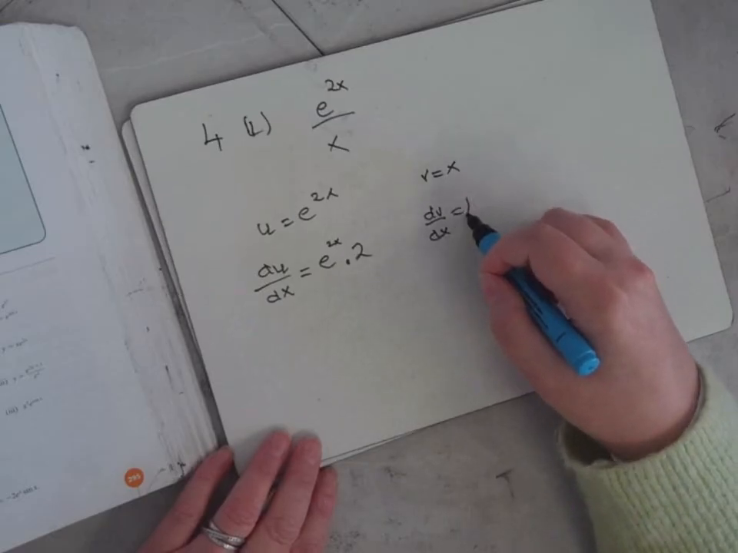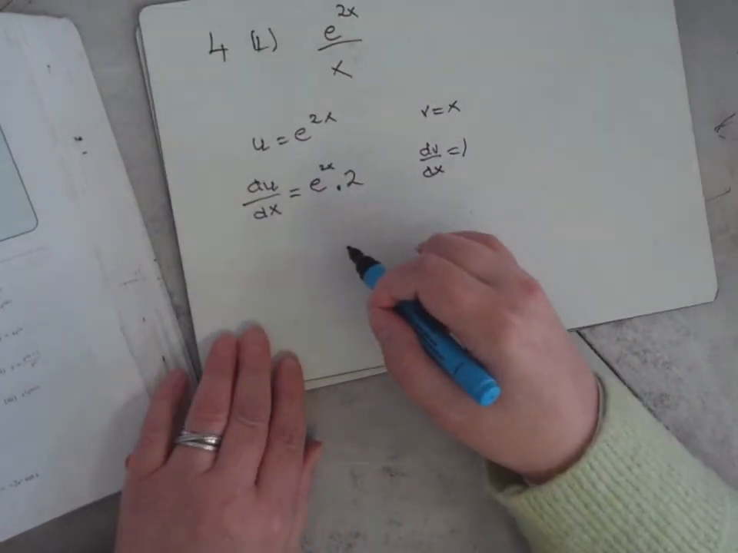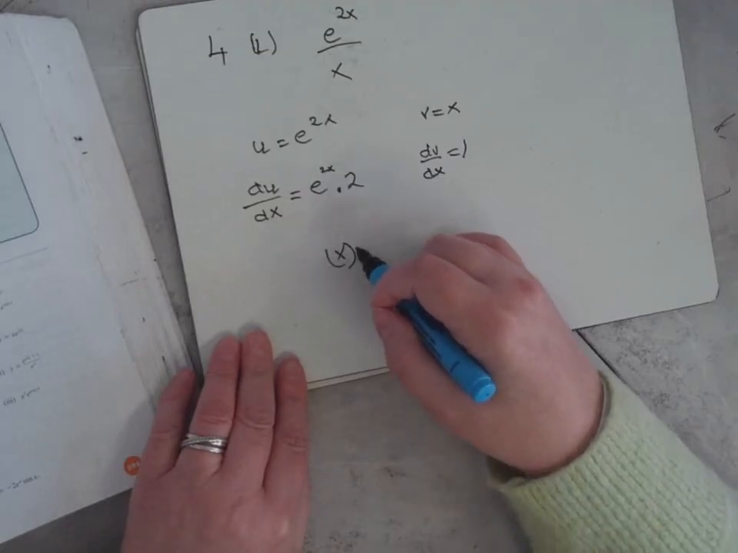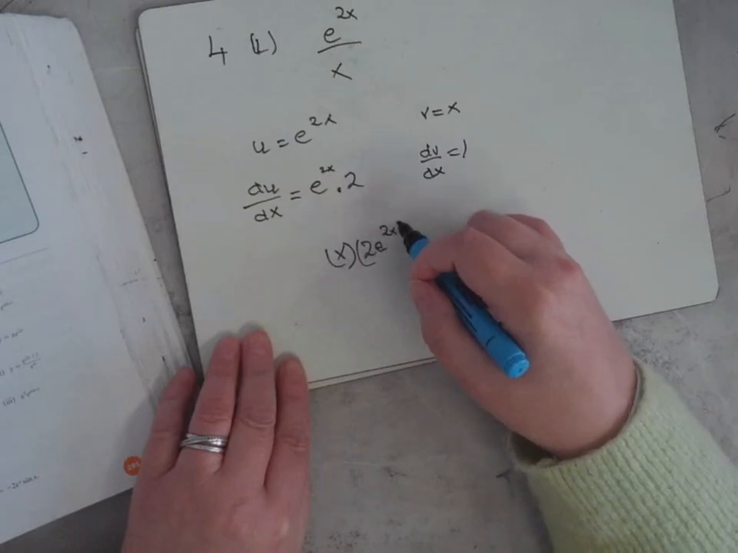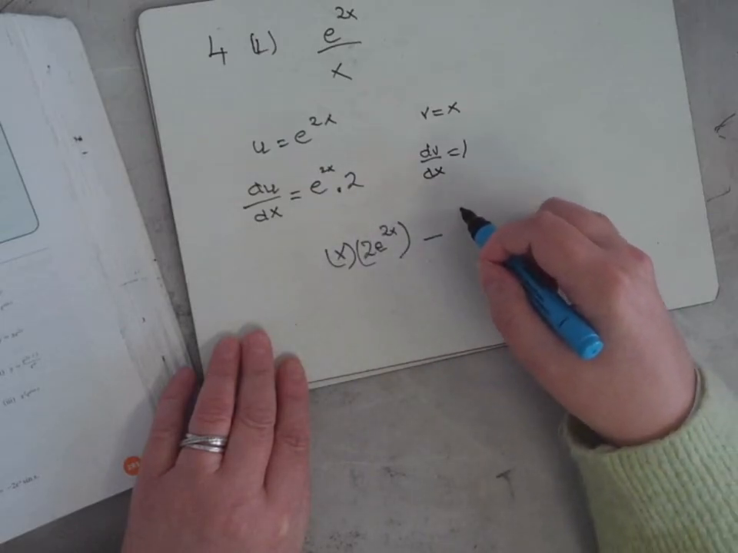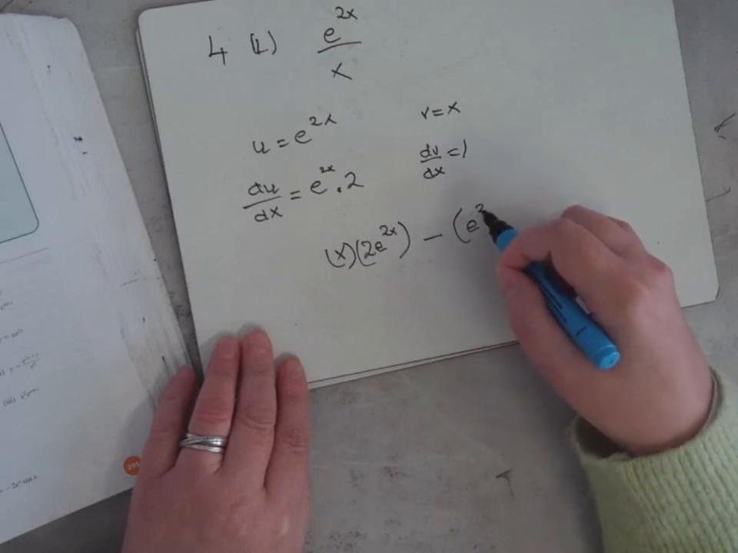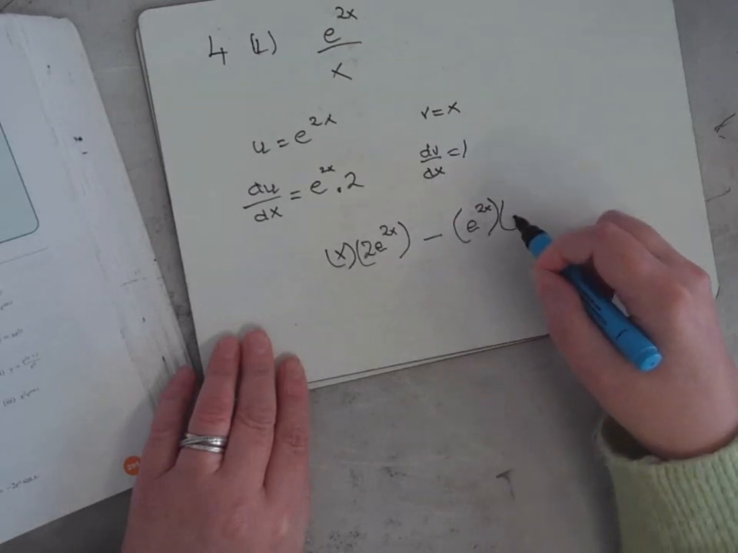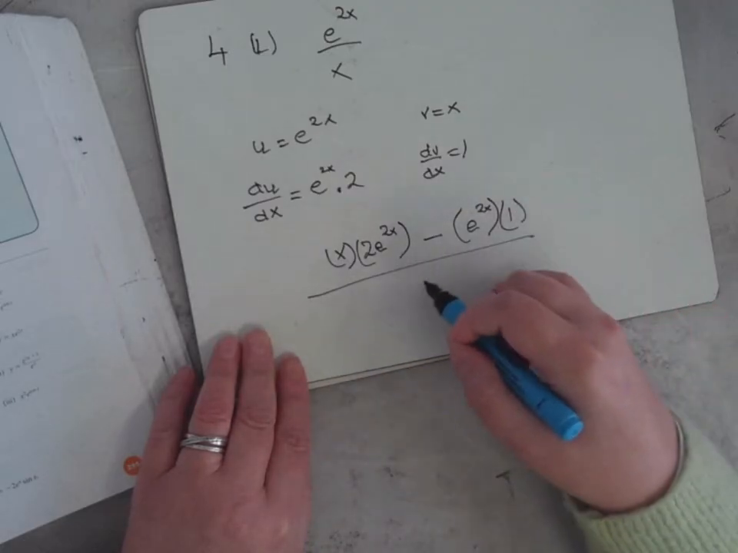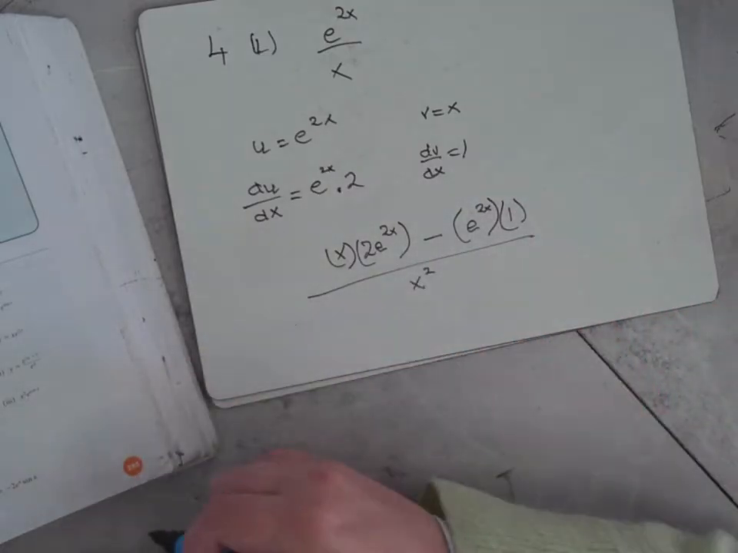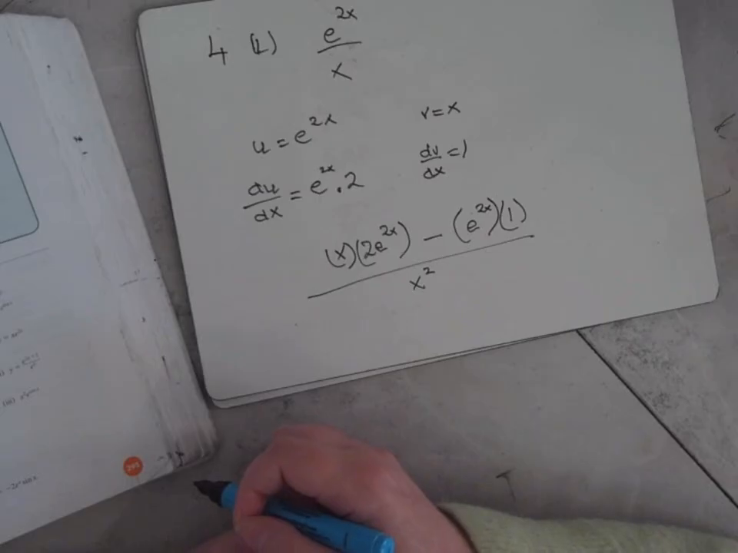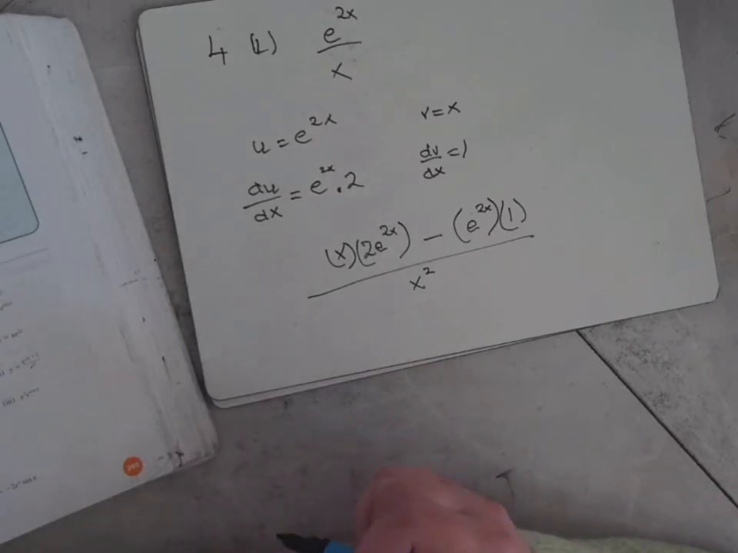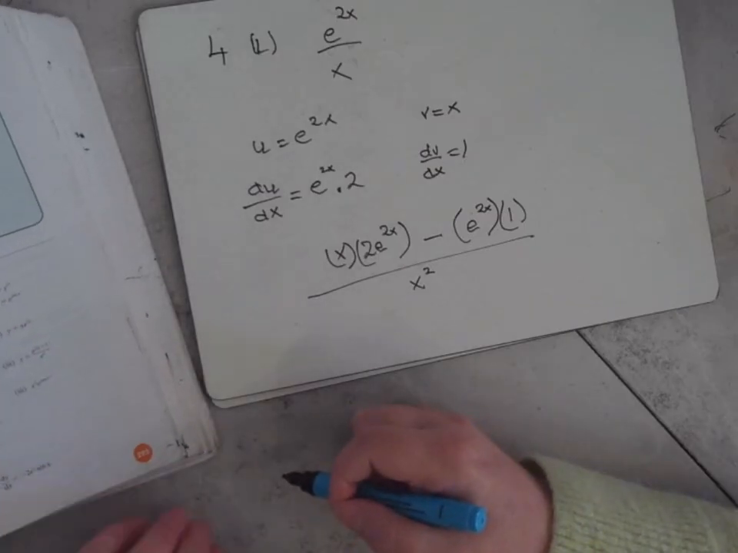So then, if you don't mind, I'll just do it. It's v times du dx, which is 2 times e to the power of 2x, I just put the 2 at the front. Minus u times e to the power of 2x multiplied by dv dx, which is 1, all over v squared, which is x squared. And you can leave it like that, because even if you multiply it out, you can't simplify it. That's the answer. You all happy with that? Anything else?